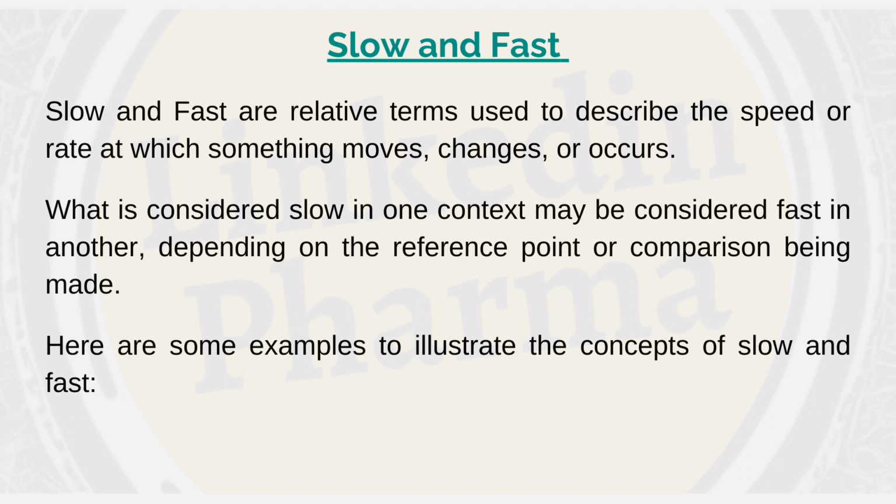Slow and fast are relative terms used to describe the speed or rate at which something moves, changes, or occurs. What is considered slow in one context may be considered fast in another, depending on the reference point or comparison being made. Here are some examples to illustrate the concepts of slow and fast.